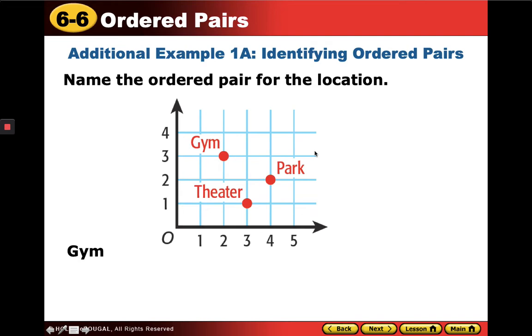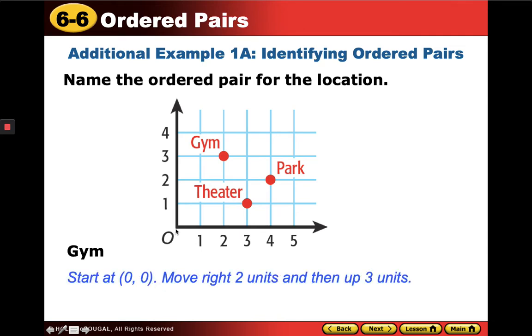Name the ordered pair for the location. The gym, here's the gym. So 0, 0 is considered the origin right here. Now, to get to the gym, we start at 0, 0. The first number is how far right or left you go. In 6th grade, you'll get a grid that goes a lot bigger in negative numbers too. So you go 2 units to the right, and then 1, 2, 3 units up. So your ordered pair is 2, 3. You start at 0, 0, go over 2, and up 3. That is how to get to the gym.